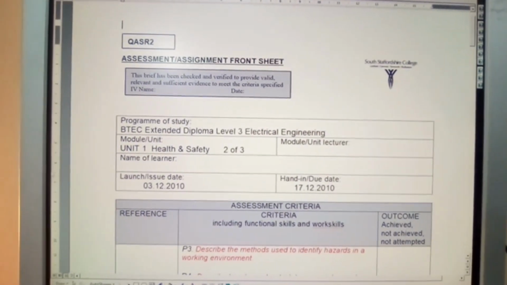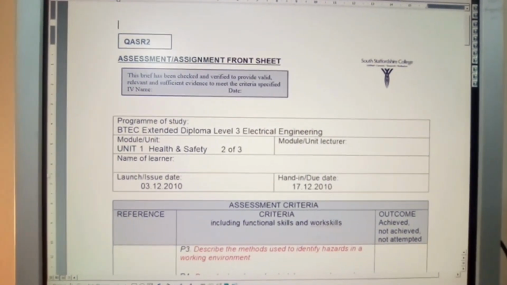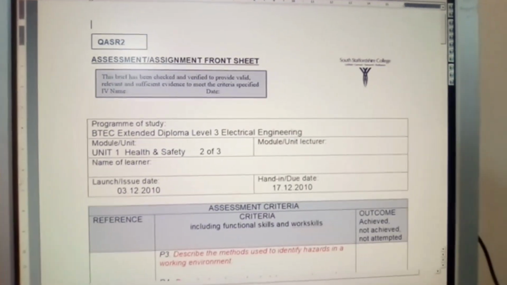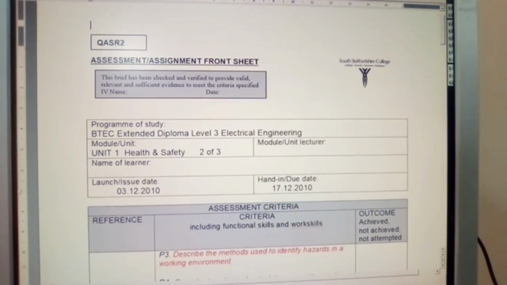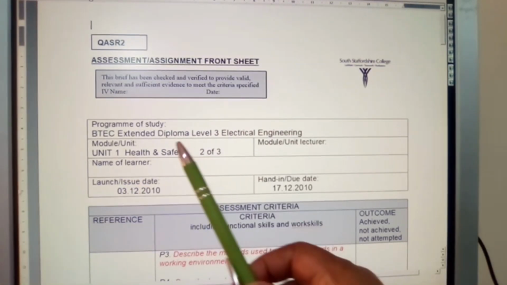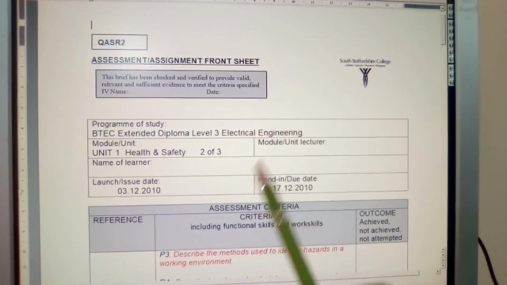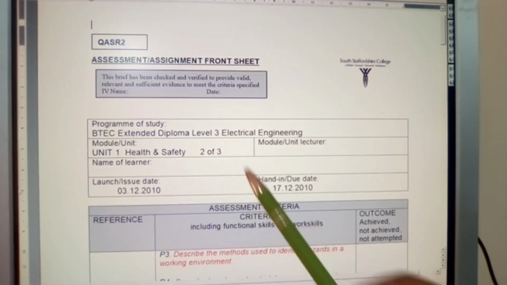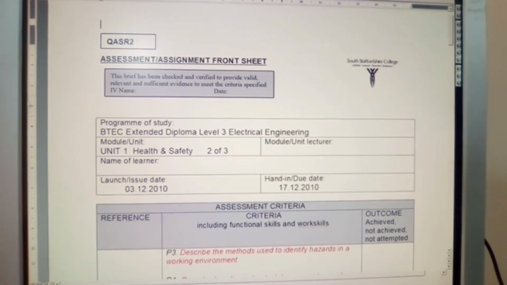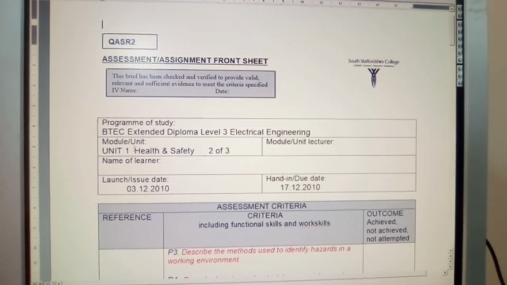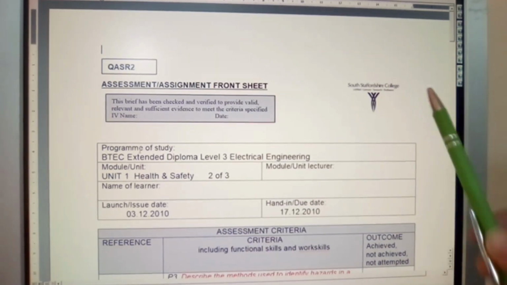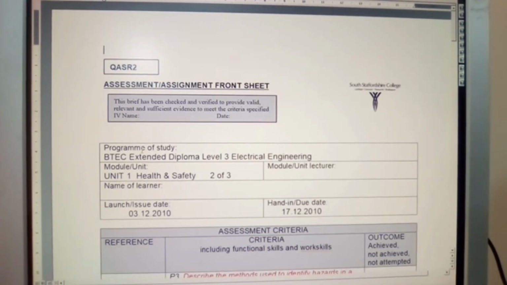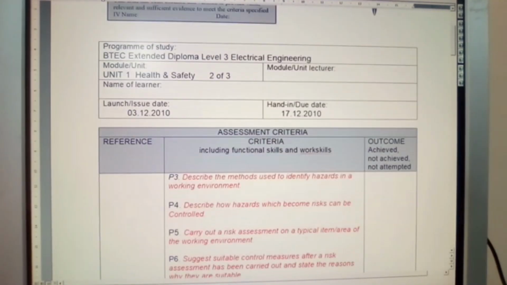Okay. And I'm using the BTEC information. So here we're looking at the assessment assignment front sheet, for the BTEC extended diploma level 3 electrical engineering, unit 1 health and safety. This is just for example purposes only, and this is from South Staffordshire College, at a point in time when I worked there. This is what we would have used.